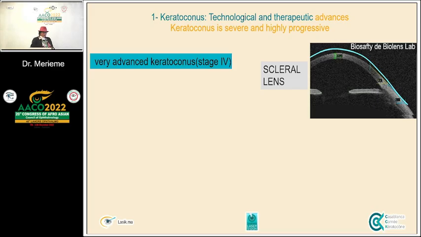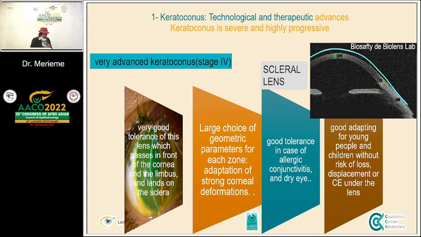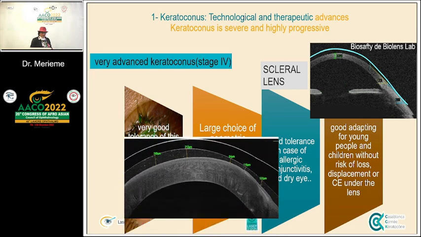Keratoconus, so we can use scleral lenses if we have a huge deformation of the cornea, and the rigid contact lens is not stable on this deformed cornea. Scleral lenses have very good tolerance. We have a large choice of geometries, and we have good tolerance, and it's adapted for children and for adults.